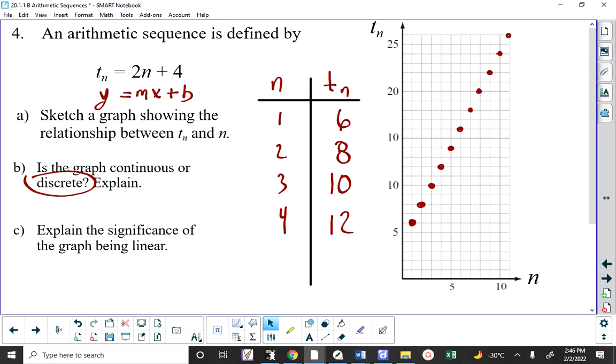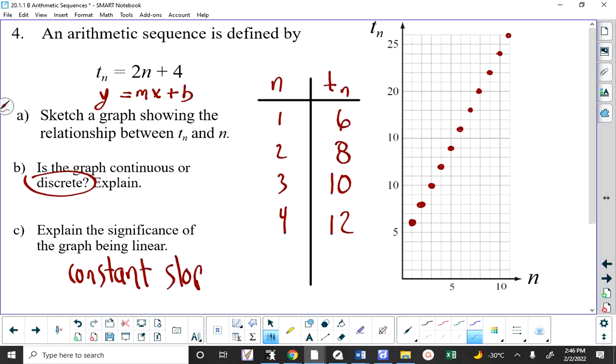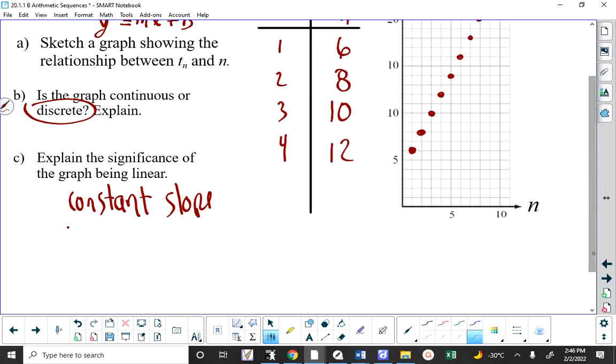What's the significance of the graph being linear? The significance is that there's a common difference. That's it. You go up by 1 for a term number, and you always go up by the same amount for the term, for the addition to get the term value for the next term. So it's a constant slope. It's a common difference.